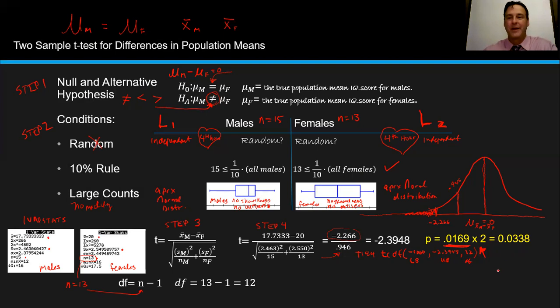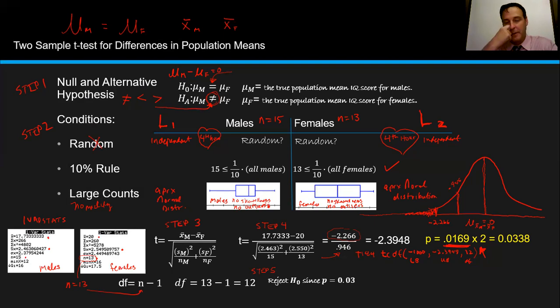Okay. And what do we do with this? Well, we move on to step 5, and we write a conclusion. Based off this, alpha was not presented, as a significance level was not presented in the beginning, so we'll just go with 0.05, which seems to be pretty standard.